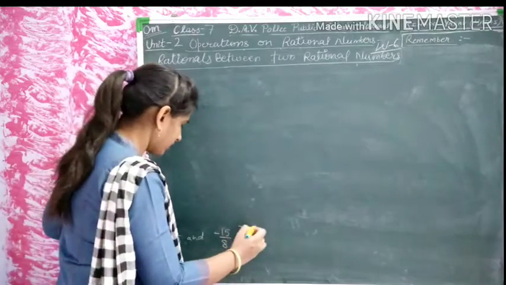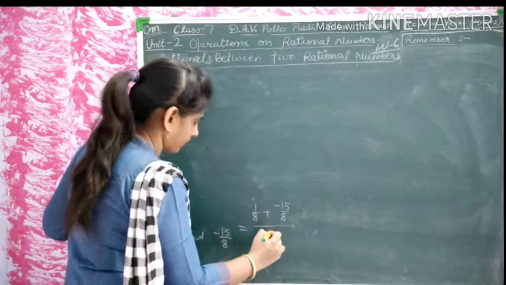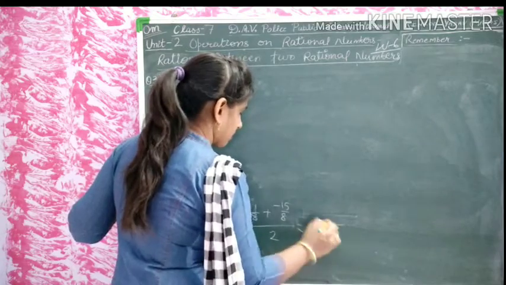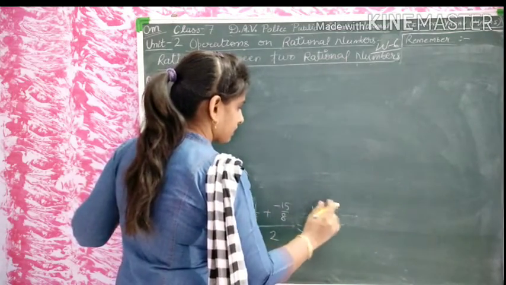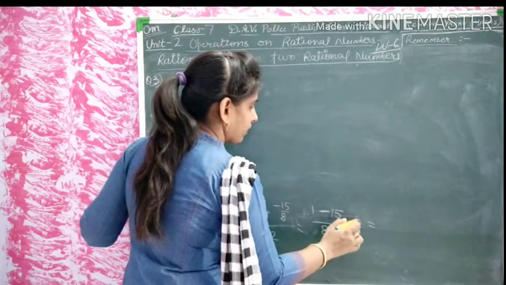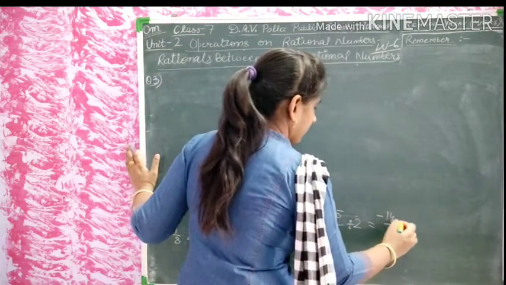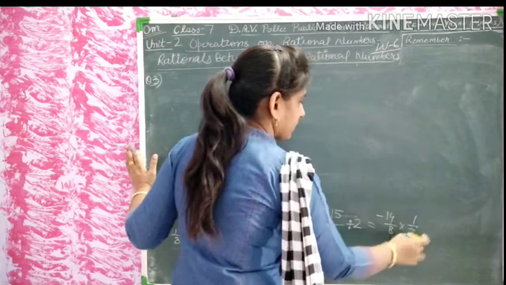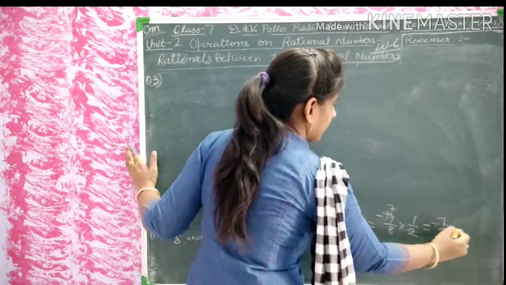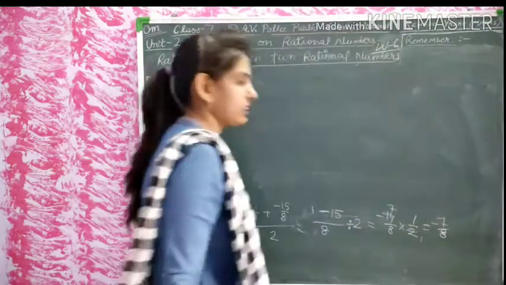Same method. First adding these two numbers, 1 by 8 plus minus 15 by 8, and it will be divided by 2 here. The LCM is 8 here, and 1 plus minus 15, and it will be divided by 2. Now we will get minus 14 divided by 8 into 1 by 2. Its reciprocal is 1 by 2. 2 ones are 2, 2 sevens are 14, and that equals minus 7 by 8. Is this clear students? Minus 7 by 8 is the answer here.